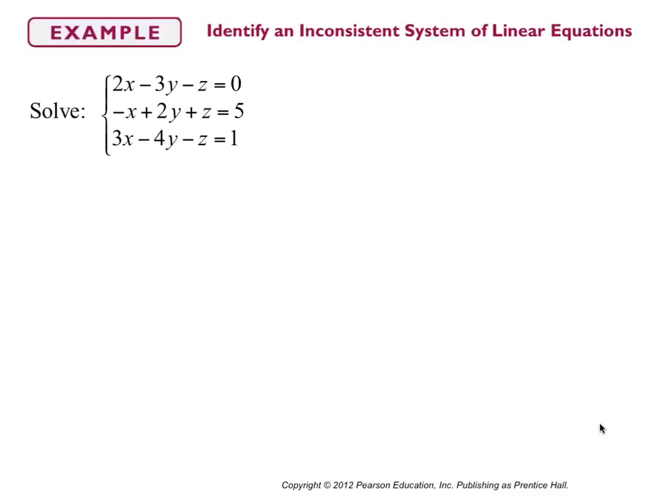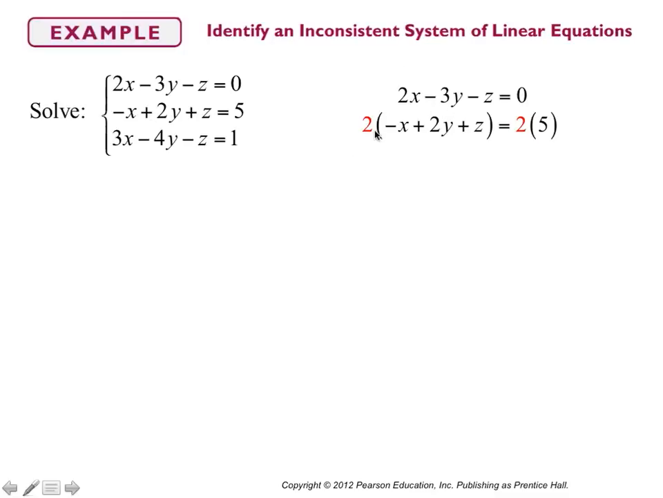Okay, now let's take a look at something where we have an inconsistent system. Whoops, sorry about that. So we have 2x minus 3y minus z equals 0, negative x plus 2y plus z equals 5, 3x minus 4y minus z equals 1. If you take a look at this, the z's should appear pretty easy to eliminate because we have a negative z and a positive z, and then the same thing here. It looks like that's not actually what's done here. That would be the easiest thing to do, but that's okay.